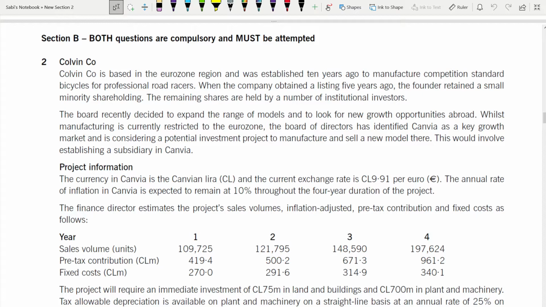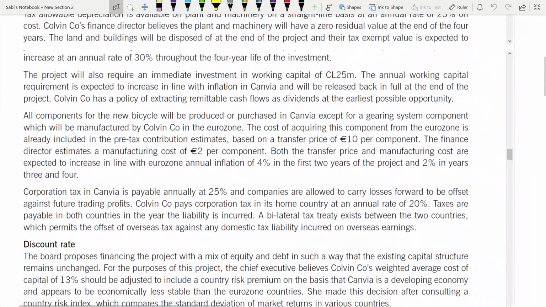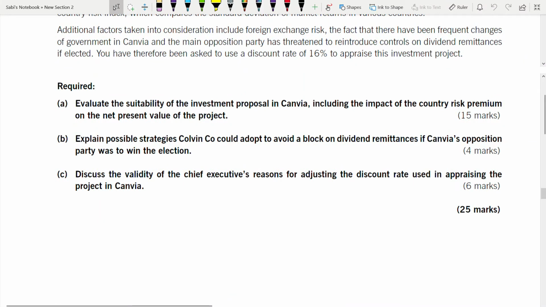So coming to question 2, let's read the requirements first. Part A. Evaluate the suitability of the investment proposal in Canavia, including the impact of the country risk premium on the net present value of the project. Whenever they say something of suitability, feasibility, or acceptability of investment proposal, indirectly they're telling you to calculate the net present value, whether it is positive or negative. But in this case, you have to write including the impact of the country risk premium. It's very important.